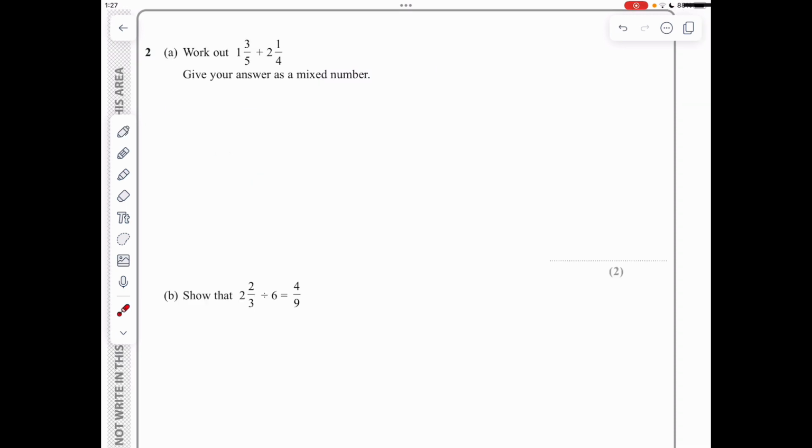of 3. In 2a, we need to work out 1 3/5 plus 2 1/4. So 1 3/5 plus 2 1/4 can be calculated by first expressing this with a common denominator. The common denominator will be 20. So this will be 1 12 out of 20 plus 2 5 over 20. So if I add the integers, 1 plus 2 is 3, and then 12 plus 5 is 17 over 20.